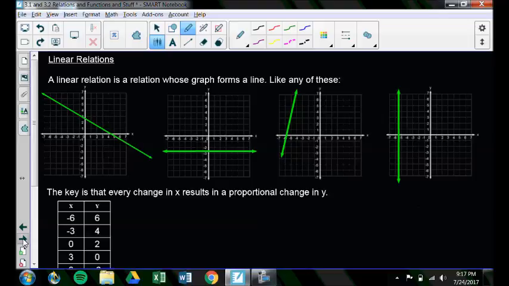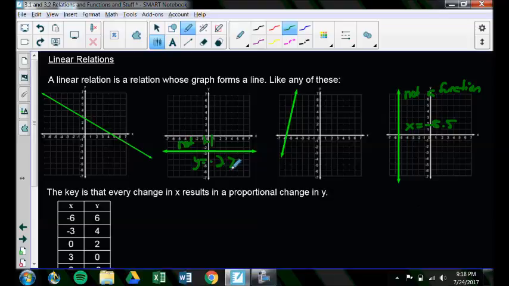Linear relations, and again, a lot of this is a review. Linear relations should definitely be a review. A linear relation is a relation whose graph forms a line. All of these are linear relations. You'll note this one here is not a function. It's failing the vertical line test. This is just the line x equals negative 5.5. Still a relation, not a function. This one here is not one-to-one. It is a function, but not one-to-one. This is the line y equals negative 2.7 or something.